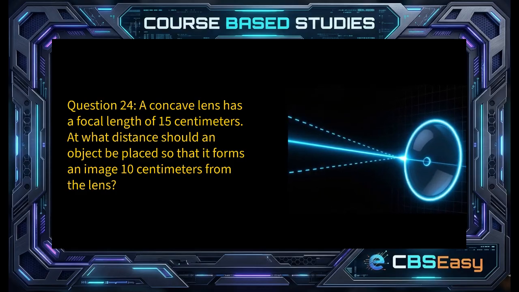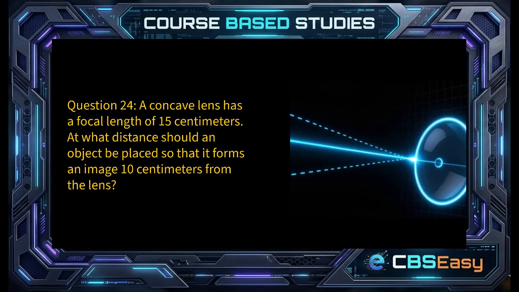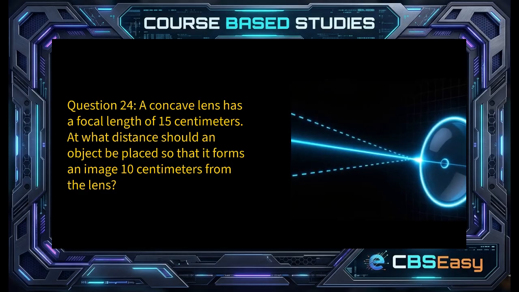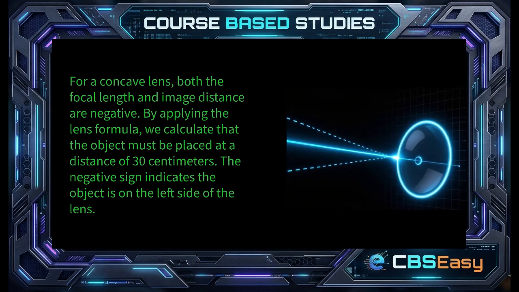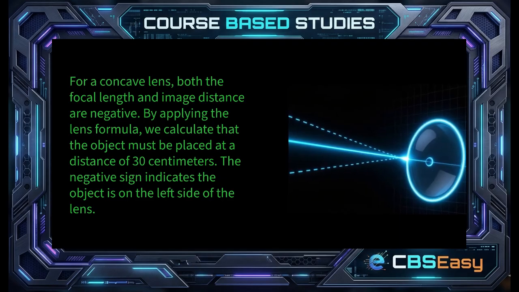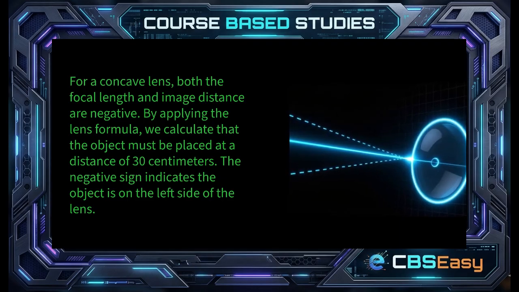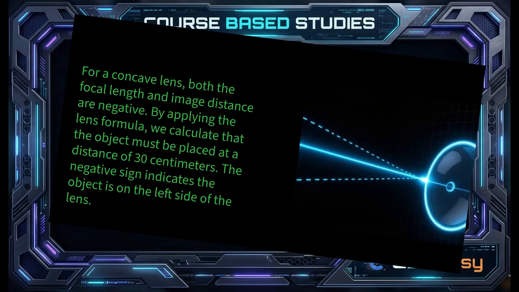Question 24. A concave lens has a focal length of 15 centimeters. At what distance should an object be placed so that it forms an image 10 centimeters from the lens? Answer. For a concave lens, both the focal length and image distance are negative. By applying the lens formula, we calculate that the object must be placed at a distance of 30 centimeters. The negative sign indicates the object is on the left side of the lens.